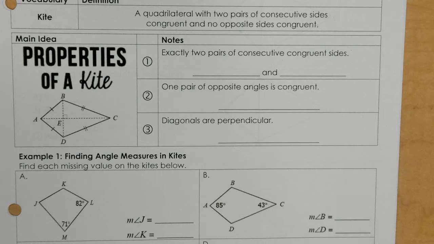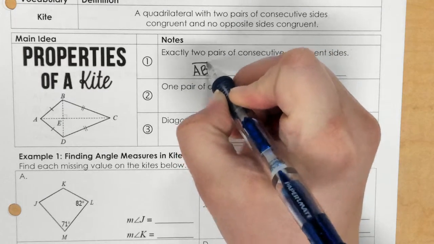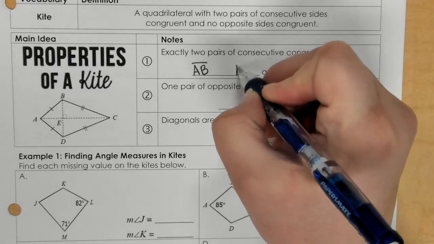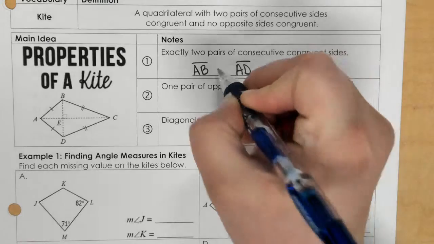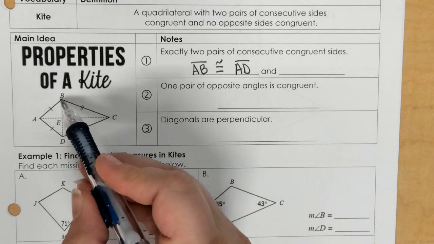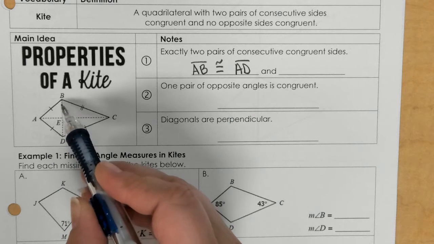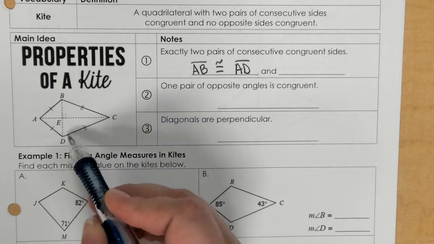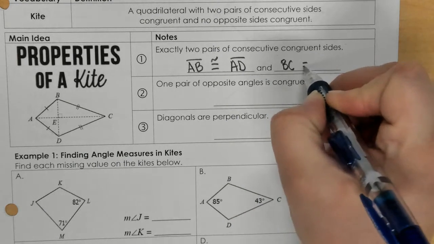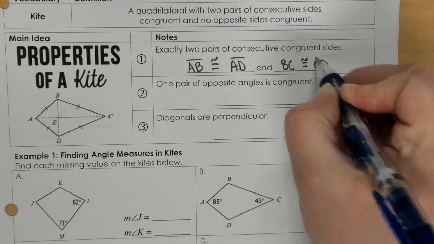Okay, so we're looking at AB, and the congruent side would be AD. And we show that with the congruent symbol. So that's a pair of congruent sides. And then these consecutive sides are also congruent. So BC is congruent to CD.